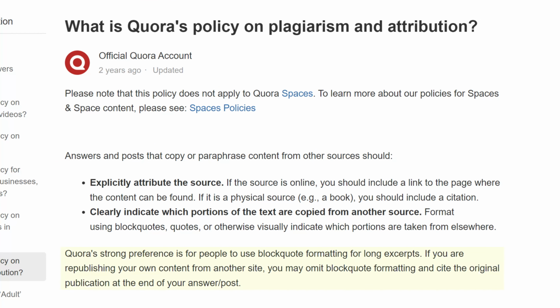The fourth reason is due to content without attribution. When you use external content, it's essential to explicitly attribute the original source, and it's also important to clearly indicate which portions of the text have been copied or paraphrased.